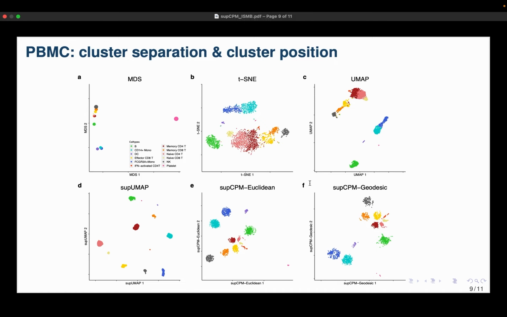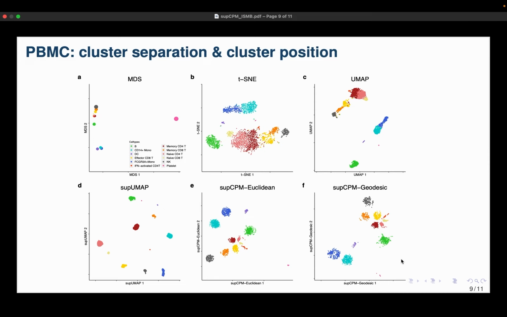And this one is the PBMC dataset. We could see that Supervised CPM again separates different clusters, and the cluster positions resemble the MDS results more, especially for these platelet cells, which are the pink ones here. From MDS, we could see that platelet cells are very far away from others because platelet cells are very different from other immune cells. But t-SNE and UMAP don't reflect these features. You can see here the pink ones are very close to other cells, which is not correct. But Supervised CPM placed these pink ones very far from others, which is correct.